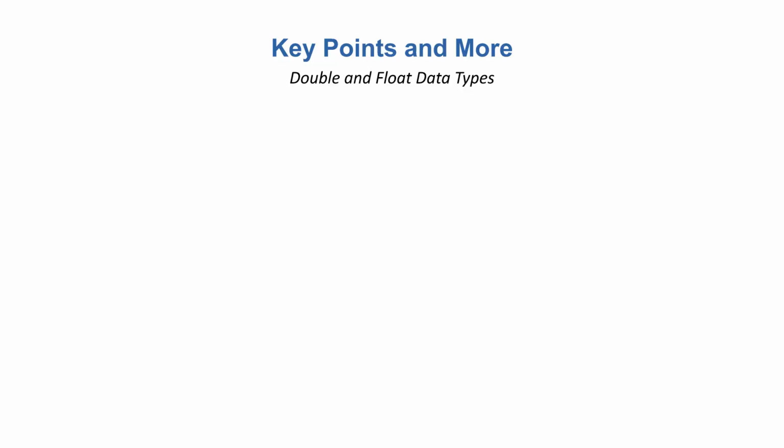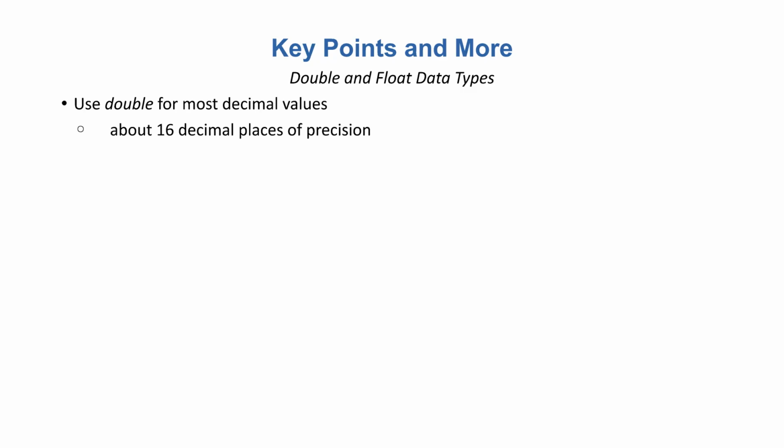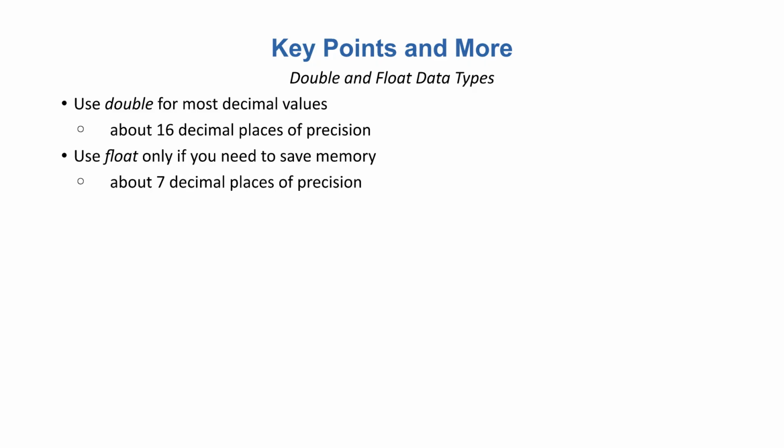Key points and more, double and float data types. In most cases, use the double data type for decimal values. The double data type has about 16 decimal places of precision. Use the float data type only if you need to save memory in large arrays of floating point numbers. The float data type has about 7 decimal places of precision. For Java to automatically recognize the data type of a number, you should type it with some indicators of its type. For example, to type a value of 2, type 2 for an int, 2.0 for a double, and 2f or 2.0f for float.